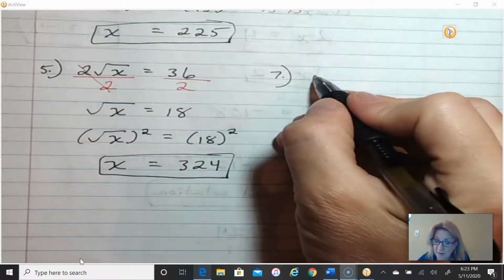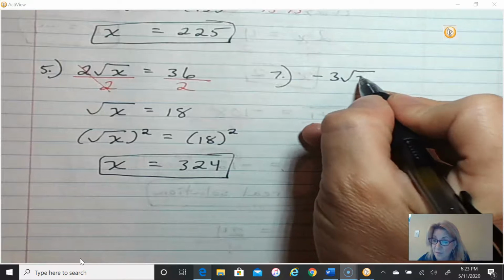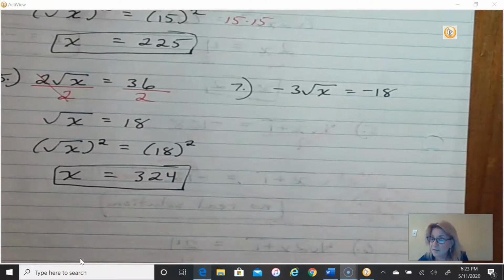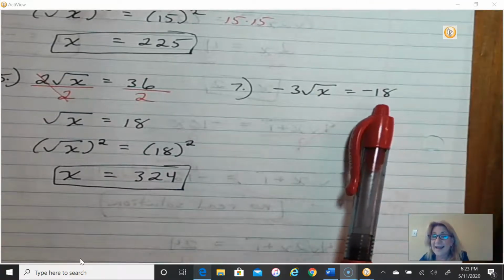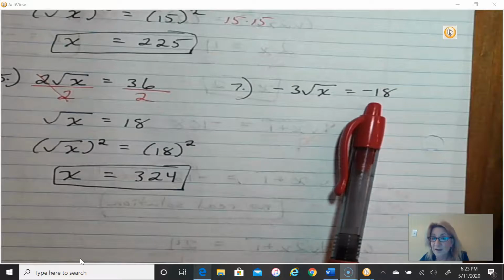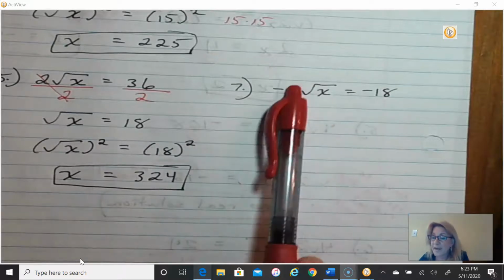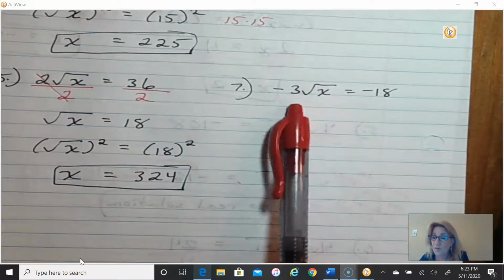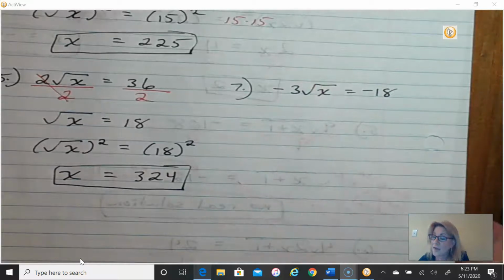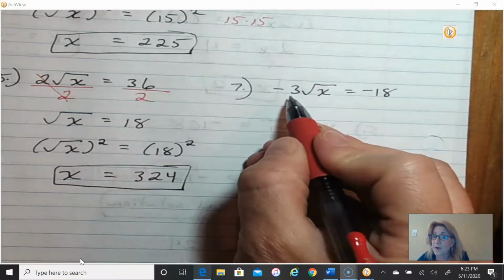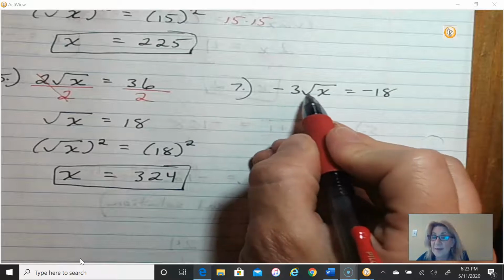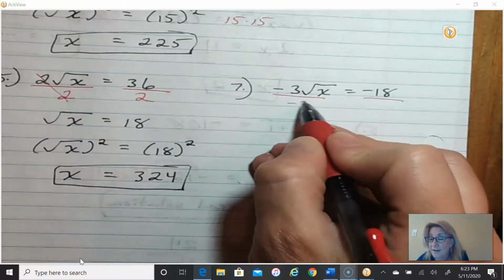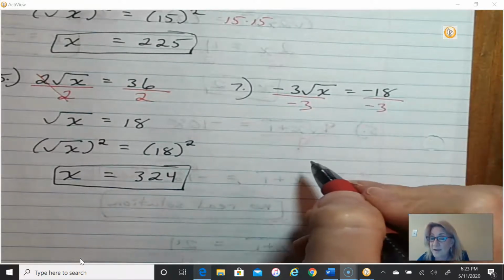Okay, so negative 3 times the square root of x equals negative 18. Okay, guys, don't get confused. Yes, there's a negative over here. Yes, there is a negative over here. But we have not isolated the radical yet. So we need to get rid of that negative 3 first. That negative 3 is being multiplied with that square root of x, so we're going to divide both sides by negative 3, because that's the opposite.